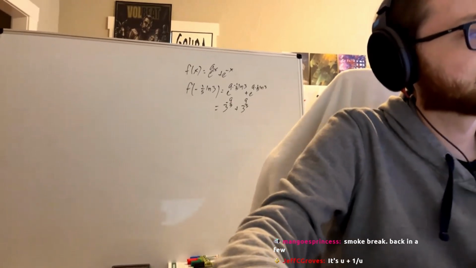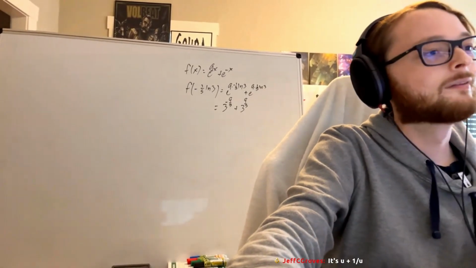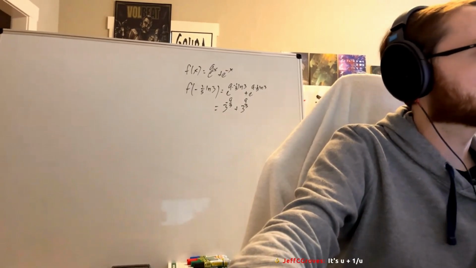u plus 1 over u? Yeah, basically. So let's just see if that comes out to be the decimal that this person got.